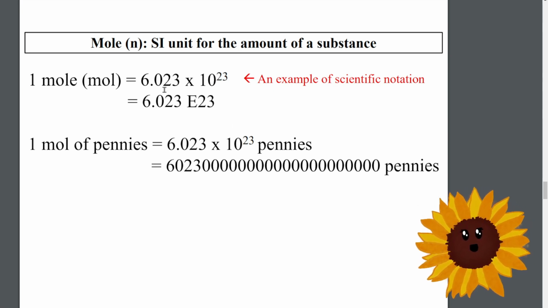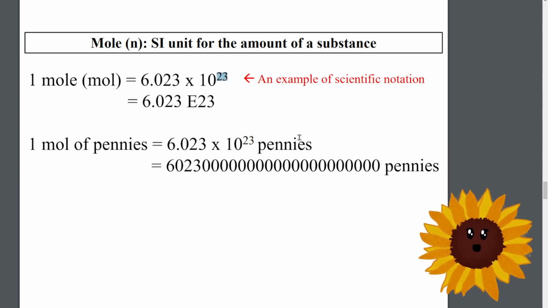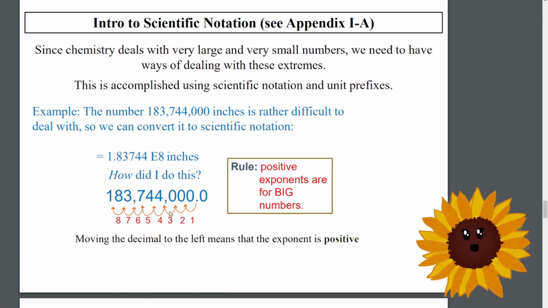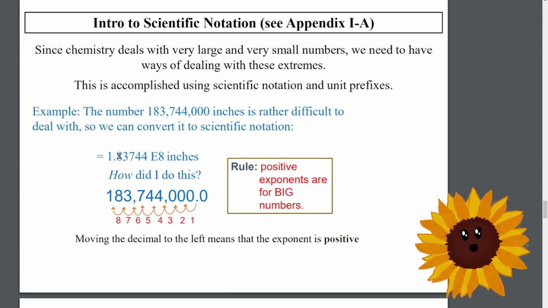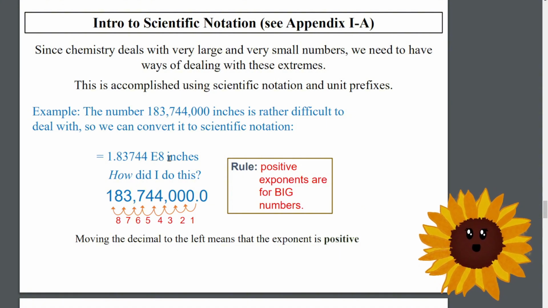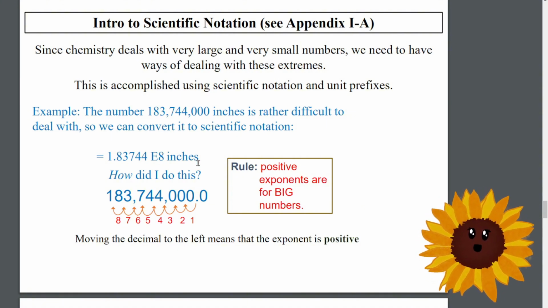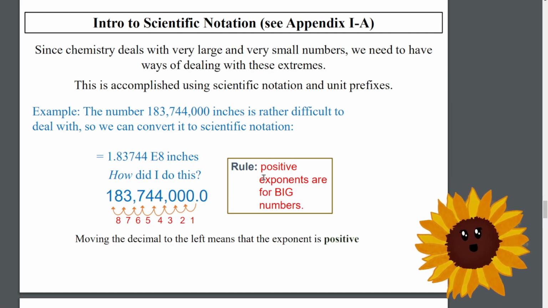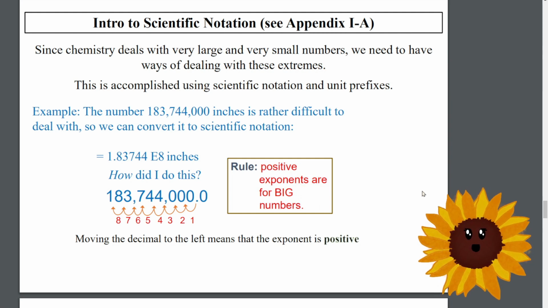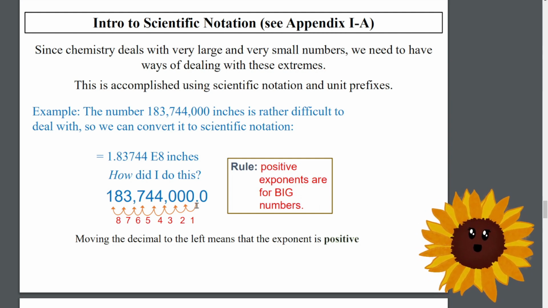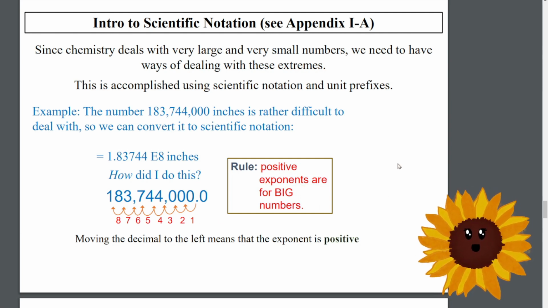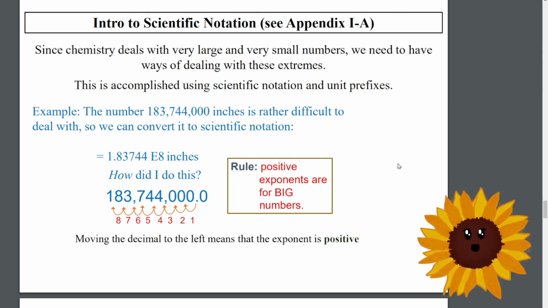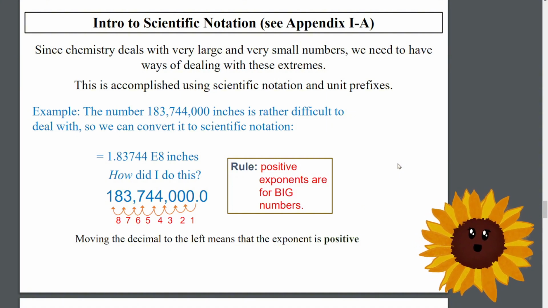And this is a really big number. So if this is positive, this means it's a really big number. So if we go down here, we can even see it a little bit better. So 1.83 E8 inches. So don't say E to the 8, but just E8. And then the decimal gets moved over here. Remember, positive exponents are for big numbers. Moving the decimal point to the left means that it's positive. It's positively left, right? So think about PL, positively left. That's very important to know.